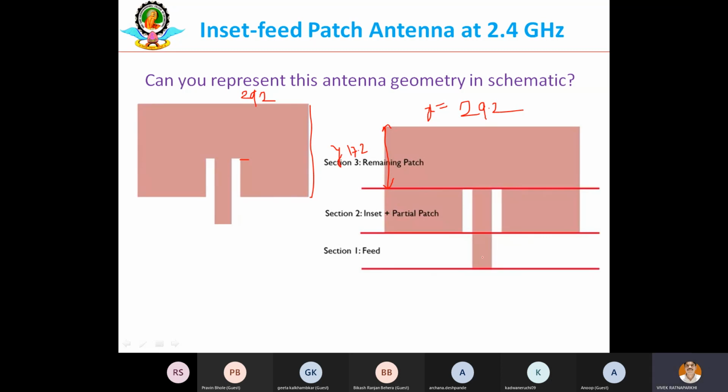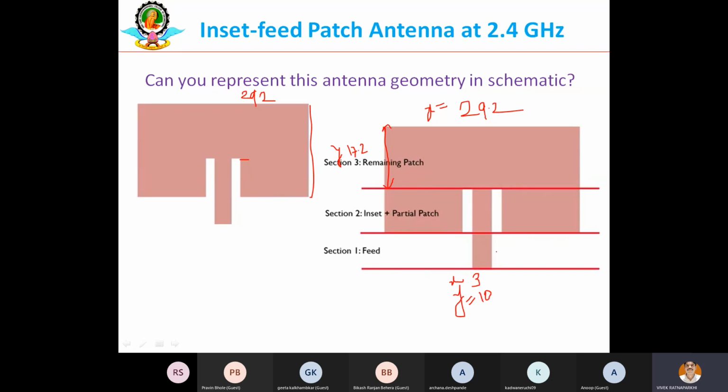For the section 1 feed we will first talk about. So the width will be, for feed line it is 3 mm. So x will be 3 mm. And what is height? So this height will be, total height is 22 minus h, which is 12. So 22 minus 12 is 10. So y will be 10. So we have calculated for section 1 and section 3.